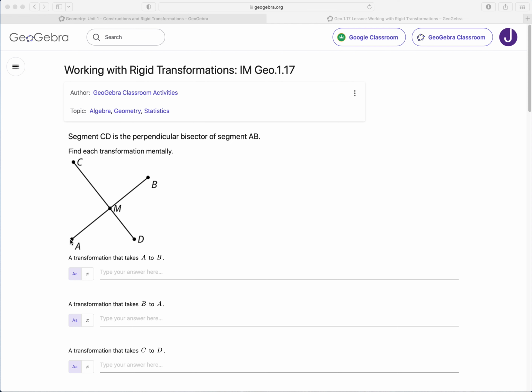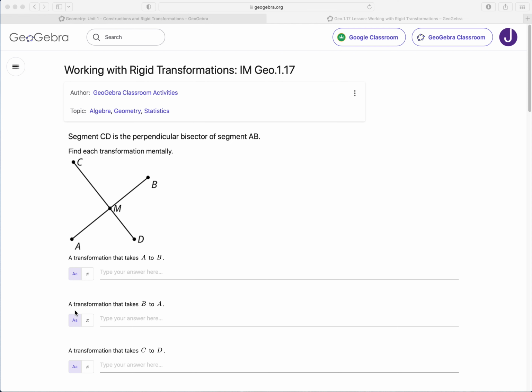Well, we could spin it around M, right? We could spin it around M. That would be 180 degrees, right? 180 degree spin, whether we go clockwise or whether we go counterclockwise.